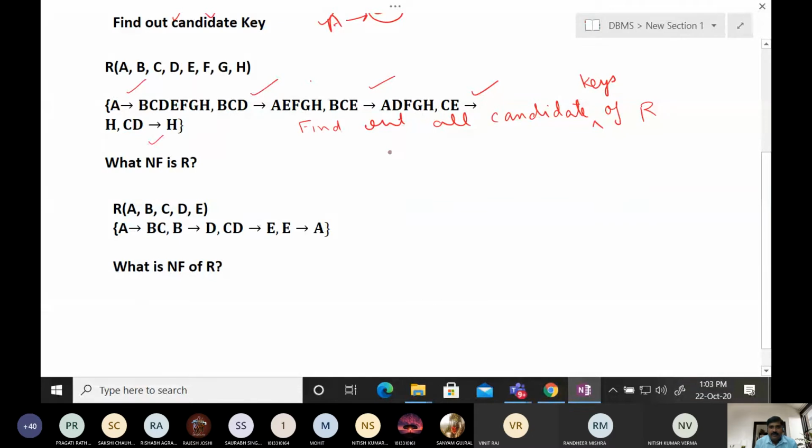If we find out the closure of A, then what is the closure of A? A, B, C, D, E, F, G, H. And these are all the attributes of R. Then A is a candidate key. Did you get it? Now find out the second candidate key.